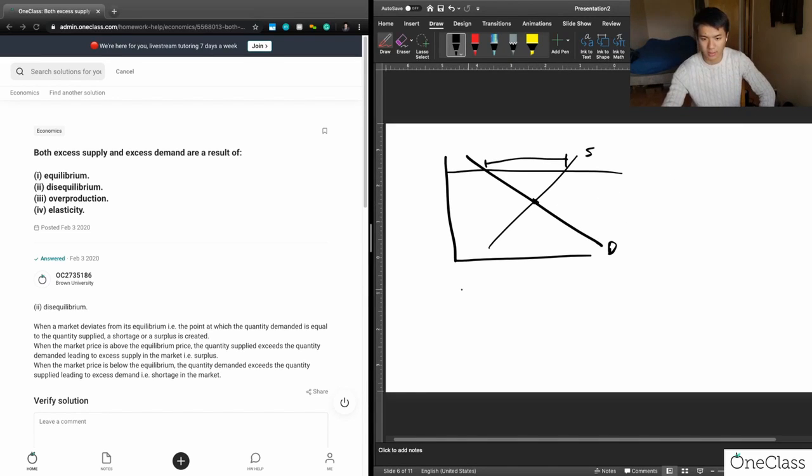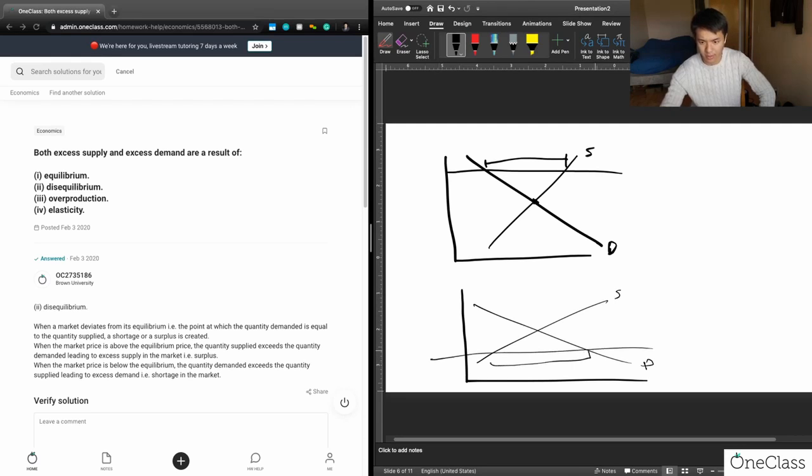Let's take a look at the other scenario, which is excess demand. That's going to be somewhere here. And so we have this area here, and that's going to be our shortage. And again, that's because we're not at this equilibrium point where supply and demand are equal. So the correct answer here is going to be disequilibrium.